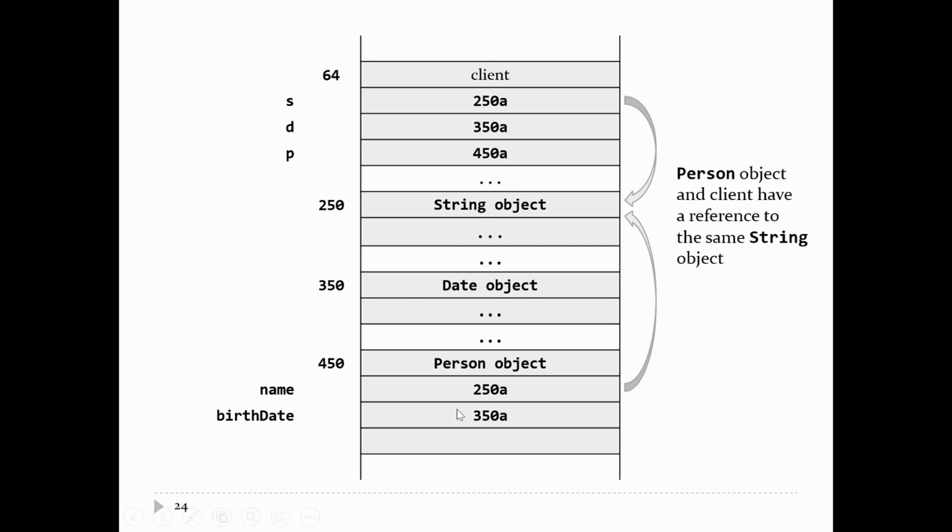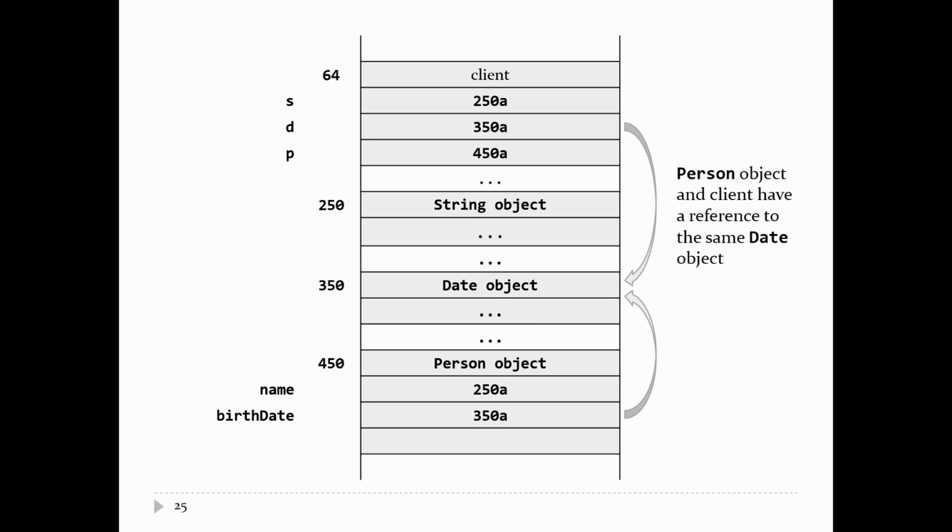Now, when you look at the fields of the person object, there's a field called name, there's a field called birth date. What does the name field point to? It points to the object at address 250. So in other words, it points to the same string object that the caller of the constructor has. The birth date points to the object at address 350. They both point to the same date object.